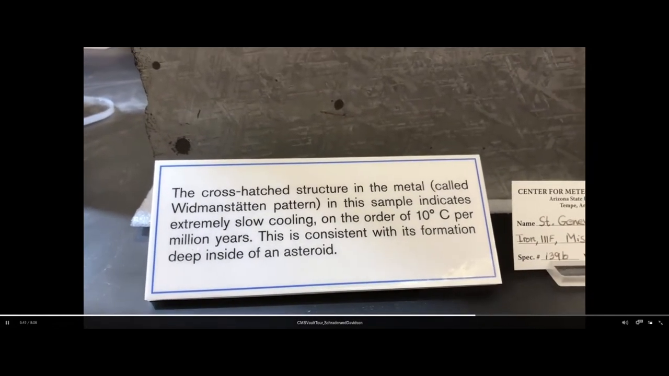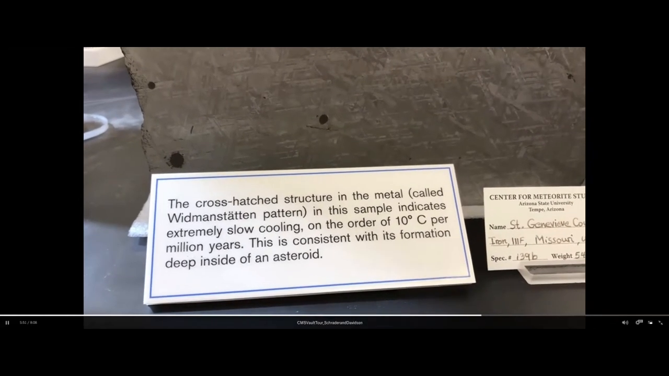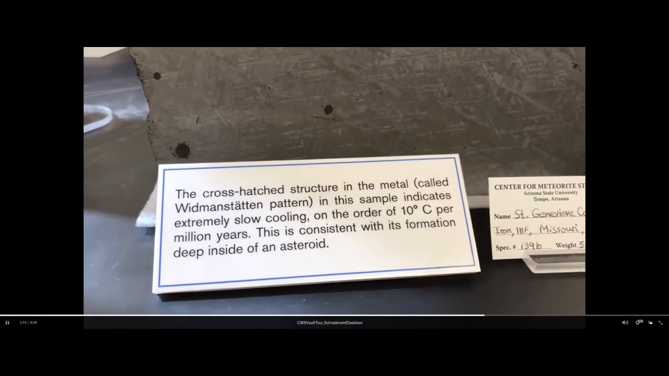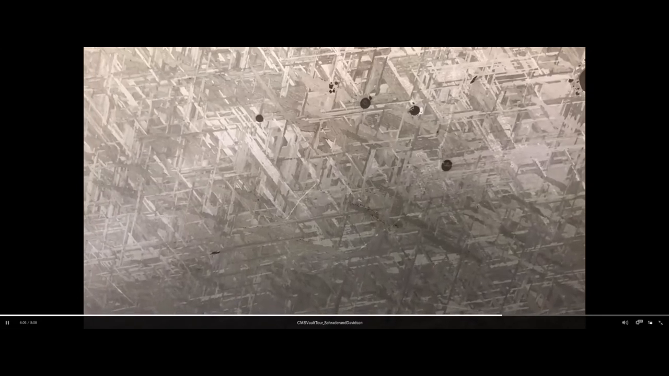By studying it, we can learn about how slowly this asteroidal core cooled. This one in particular, we think, cooled at around 10 degrees Celsius per 1 million years. It took a long time to cool down from high temperature, about 1,000 degrees Celsius or more that it got up to. And so by studying these iron meteorites, studying these ancient asteroidal cores, we can actually learn about early planetary differentiation and what our own planet may have gone through during the first stages of melting.